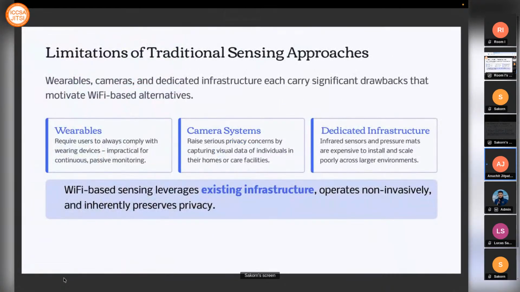Before explaining our approach, let's look at why we chose Wi-Fi. Traditional sensing methods each have drawbacks. Wearables require users to wear a device, which is impractical for continuous passive monitoring. Camera systems raise serious privacy concerns, especially in homes or care facilities. And dedicated infrastructure such as infrared sensors or pressure mats is expensive to install and doesn't scale well. Wi-Fi based sensing, on the other hand, leverages infrastructure that already exists, works non-invasively, and inherently preserves privacy.